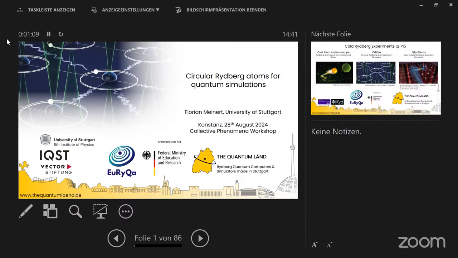Yeah. So this is a project that works with strontium atoms and tweezers. And we are aiming to build a quantum simulator with these new types of Rydberg states. And today I would like to show you a few first results from that project. Before that, let me start putting this into context.